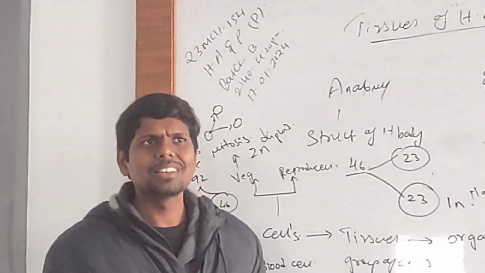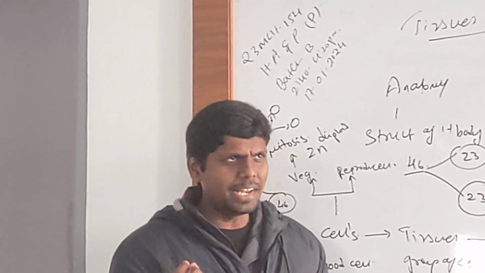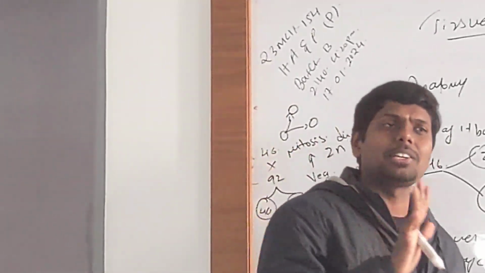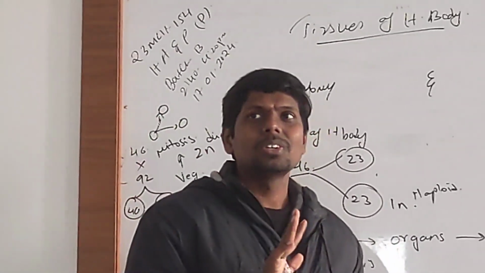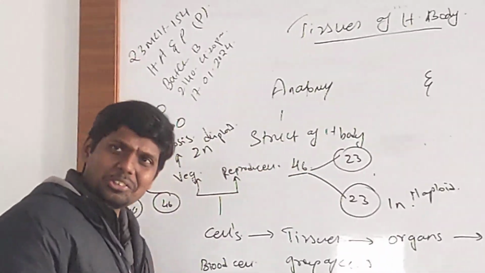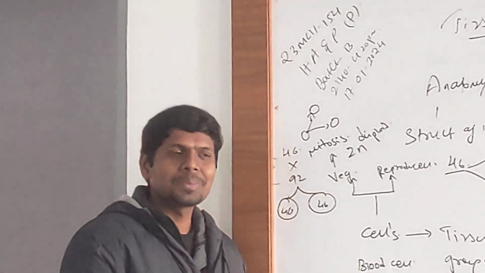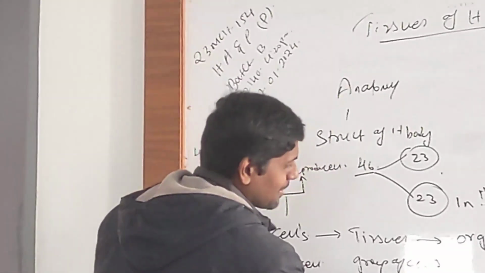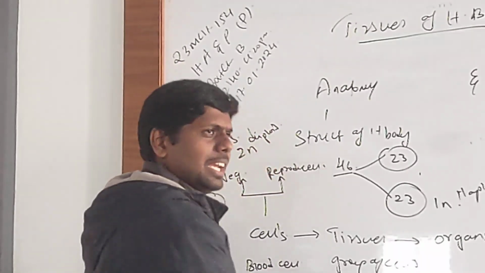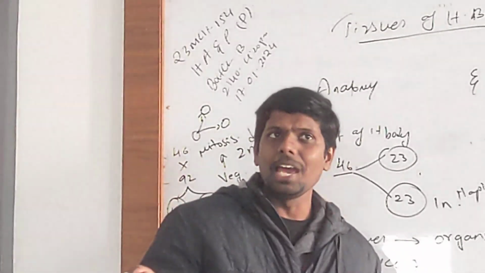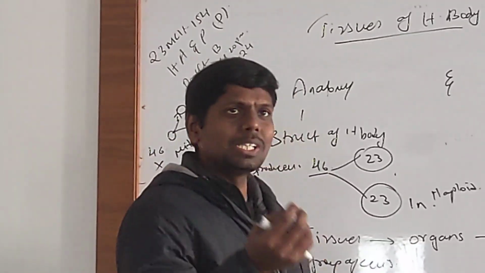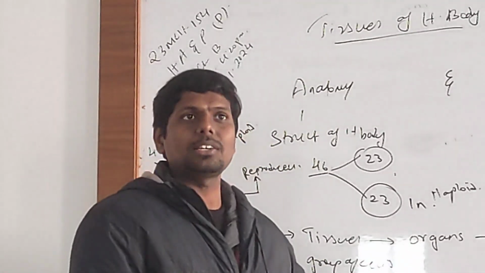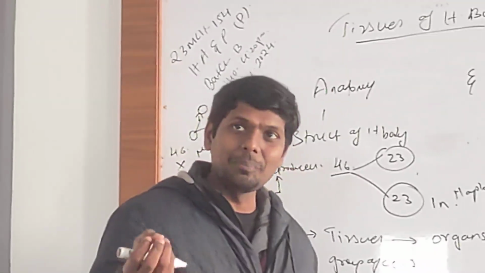Is blood a tissue, by the way? Students, tell me how many of you agree that blood is a tissue. Connective tissue. Blood is a connective tissue. Are you sure? What is the meaning of connective tissue? Connective means it is connecting something. And the meaning of tissue is a group of cells. So a group of cells connecting something can be a connective tissue.